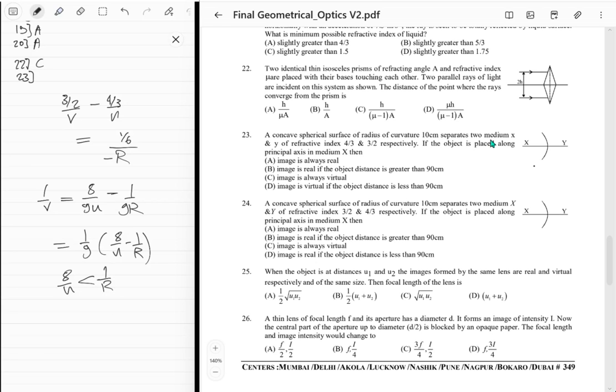Oh wait, okay, you know what? u is negative anyway, right? All of the time. Yeah, it's a real object. It's not imagined. Sorry, it's not virtual. That's why it cannot be positive. So that means this quantity is just negative. So v is negative, and there we go. It's always going to be virtual.